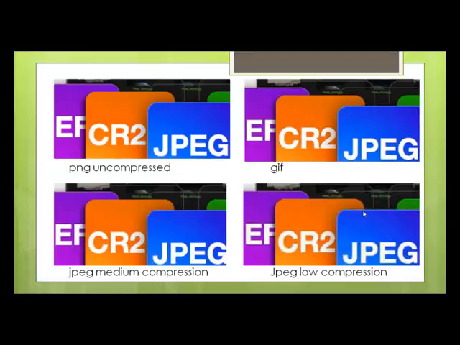And this particular image here shows you a PNG uncompressed. You can see it's very smooth, very detailed, whereas with a GIF, the colors are not very even, the resolution is not very high. The JPEG low compression, you can see that it's a little grainy, and that actually should be, I think, high compression, not low compression, because the medium compression to the left of it you can see is much clearer. So I think that slide is incorrect.